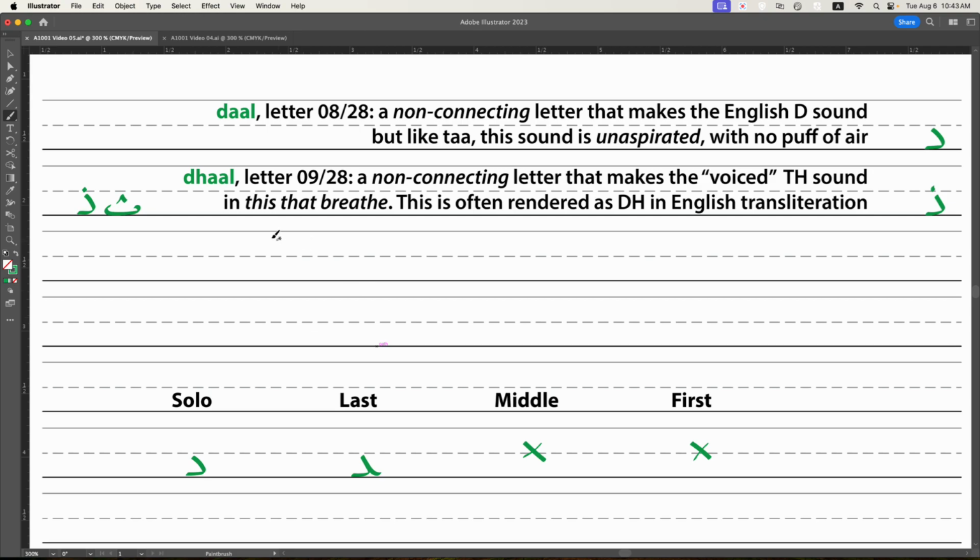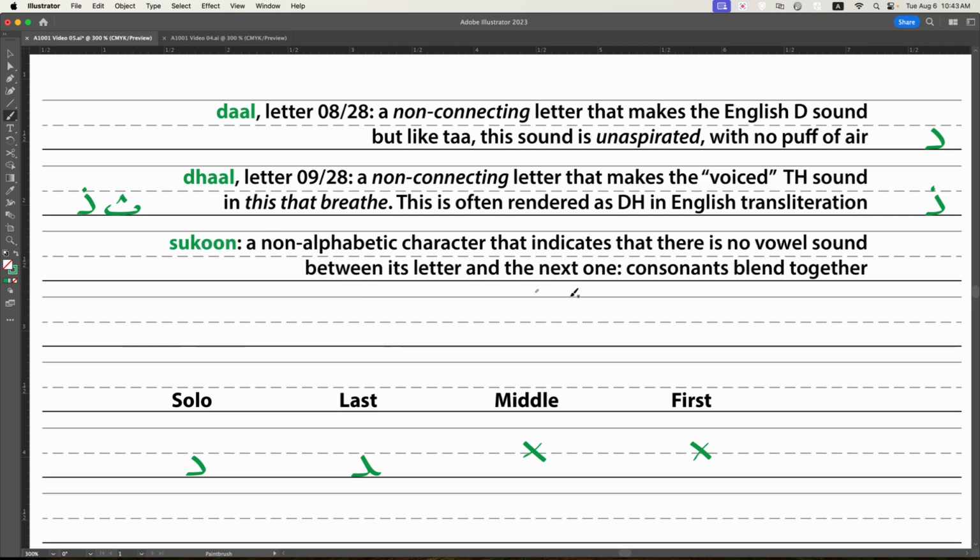Those are the two letters we're going to learn in this lesson, and now we're going to learn two other characters. The first one is called sukun, and sukun is a non-alphabetic character like fatha, dhamma, and kasra, and it indicates that there's no vowel sound between these letters. He just looks like a little wee circle drawn above the line. In fact, I've probably drawn that one a little bigger than you would normally draw it.